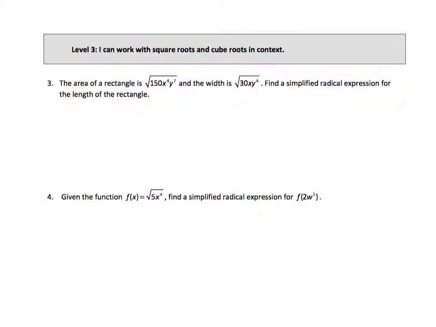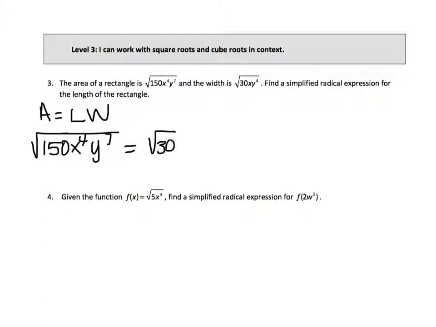So the area of a rectangle equals the length times the width. So if the area is the square root of 150 x to the 4th y to the 7th, and we know its width is the square root of 30 x y to the 4th. In order to find its length, I need to divide both sides by the square root of 30 x y to the 4th.